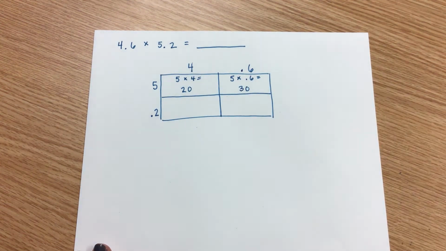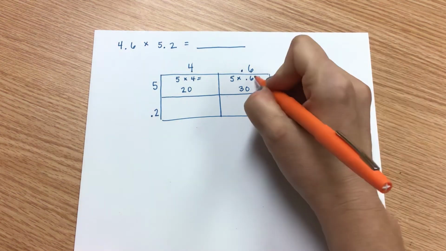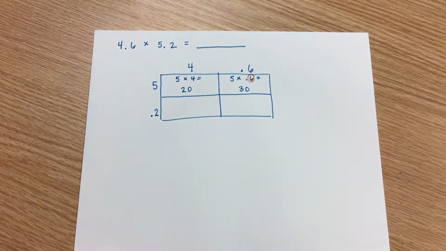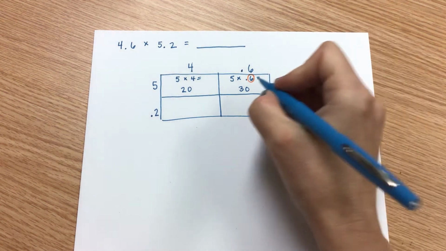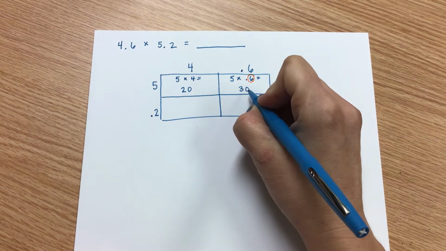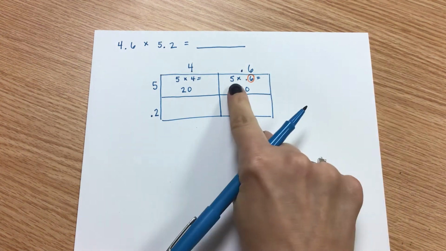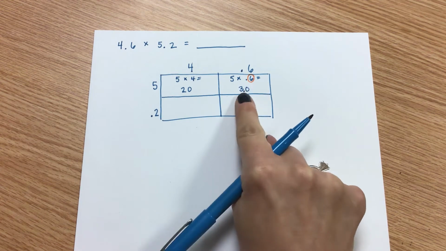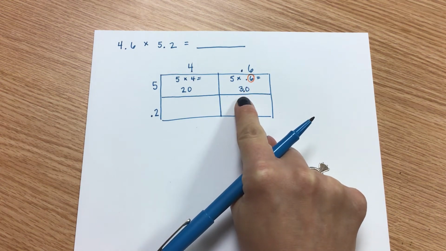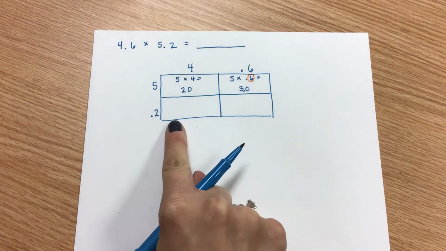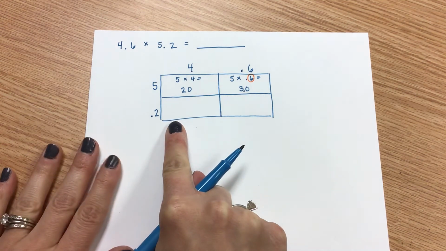30. We're going to ask ourselves, how many numbers are behind the decimal point in our problem? We have 1. So that means we're going to have one number behind the decimal point in our problem. So 5 times 6/10 is really just what? 3. Okay, down here, what numbers are we multiplying?